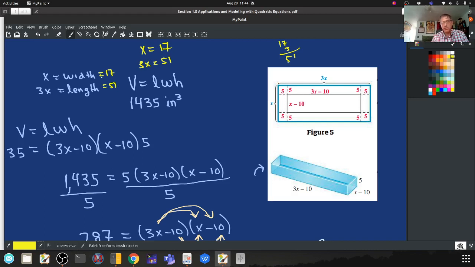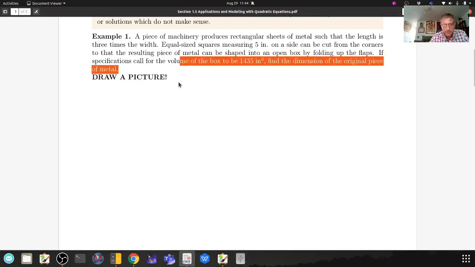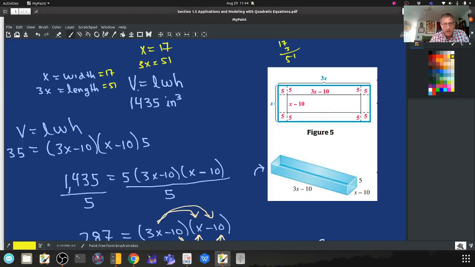Okay, so let's just think for a second. I did an awful lot there, so before I move to the next one, this deserves a recap. We're given the original problem, and we draw a picture. We're talking about volume, so we're going to need the volume formula. I note that volume is equal to length times width times height.